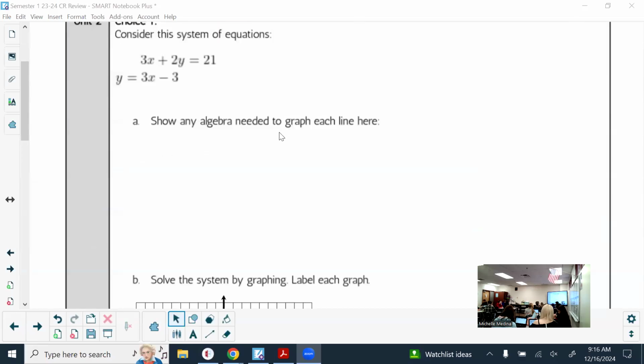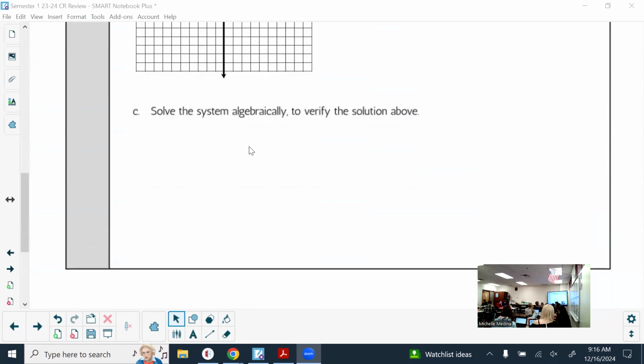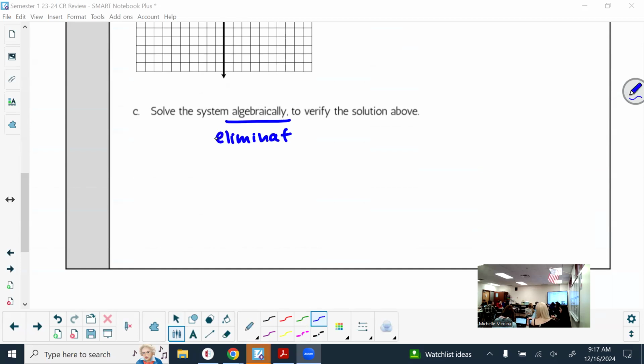All right, so Unit 2, Choice 1, Part C was the part that was asked about. That says solve the system algebraically and verify the solution. So solving systems algebraically, that was either through elimination or substitution. Those are the only ones that are considered algebraically. The other one would be graphing, which you would have already done in parts A and B.